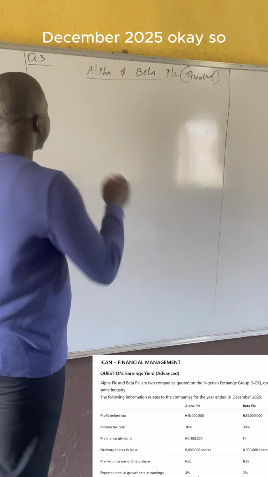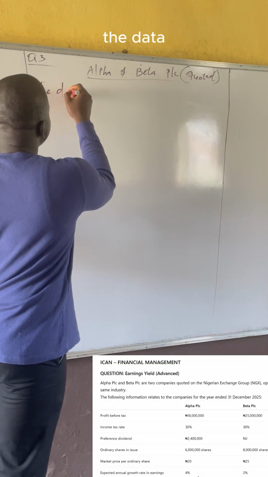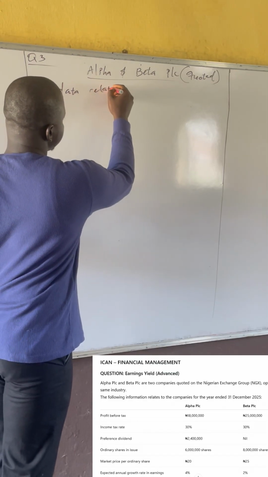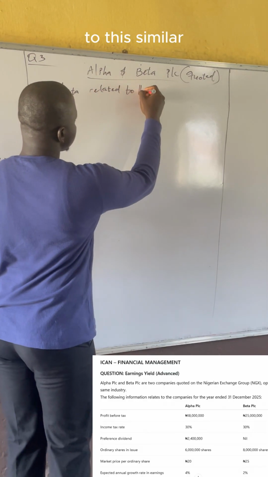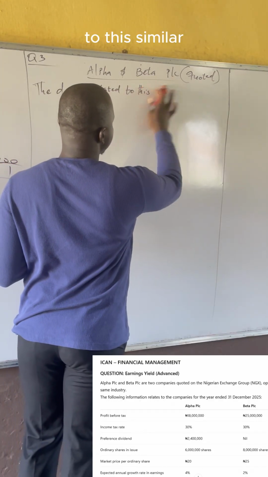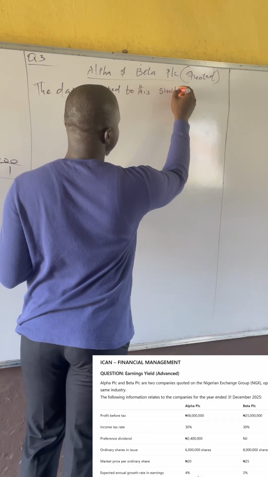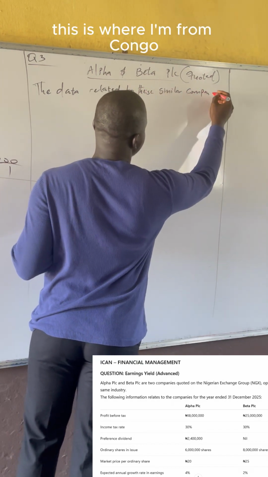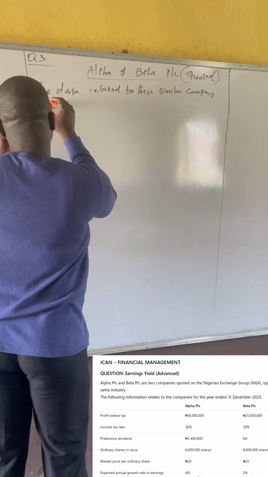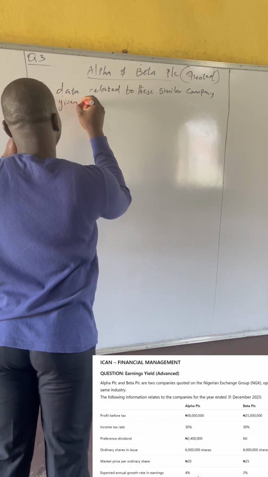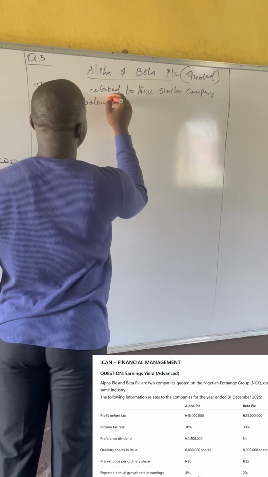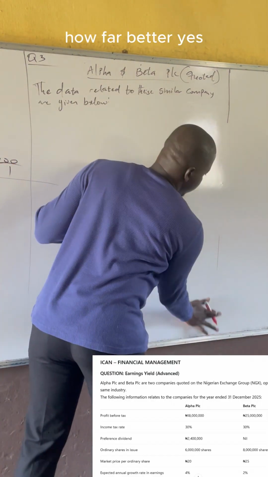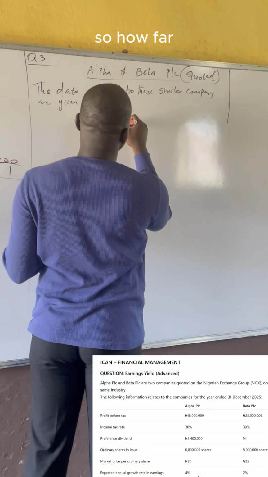So the data related to these similar companies are given below. Alpha PLC and Beta PLC.